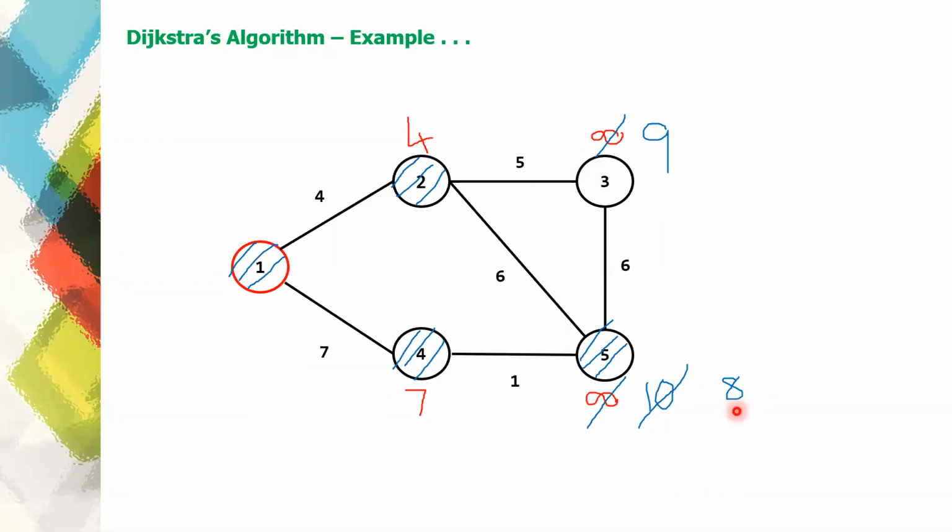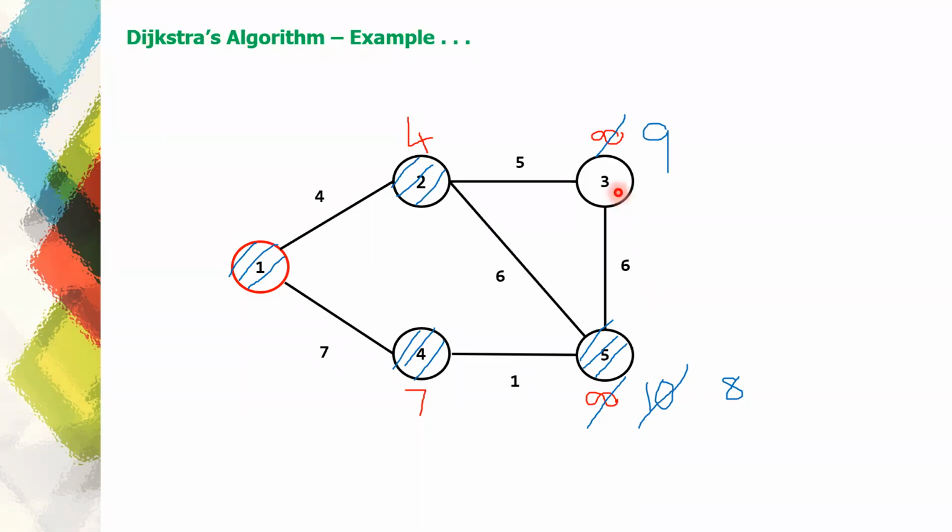8. What is the distance of node 5? 8 plus cost of the edge between node 5 and node 3, which is 6. So I'm performing addition of 8 plus 6, which is 14. 14 is not less than 9. So I'm not going to update the distance of node 3. No updation will be done.